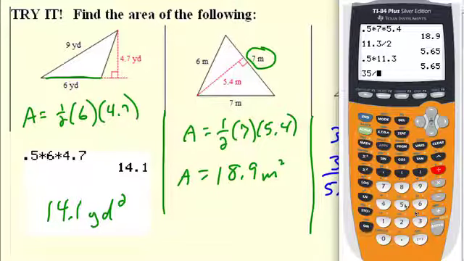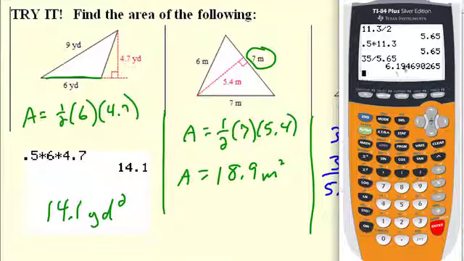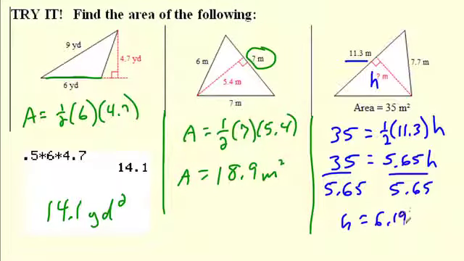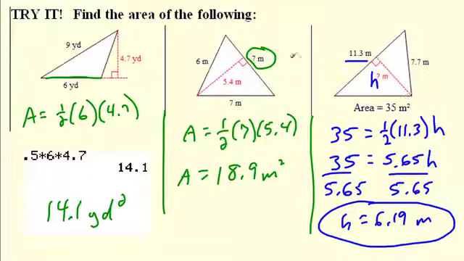35 divided by 5.65. Boom. 6.19. And I'm going to round to 2 decimal places here. So 6.19 looks great. And we're in meters here, not meters squared. It's a distance, 6.19 meters. Fantastic. So there are triangles.